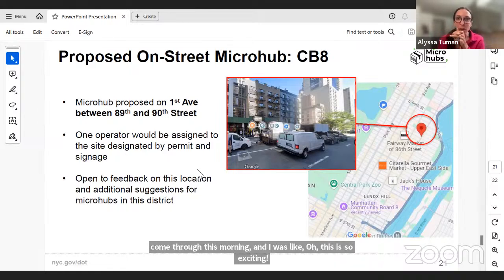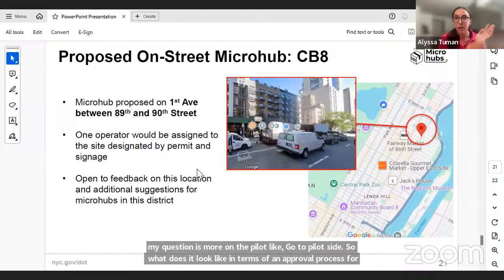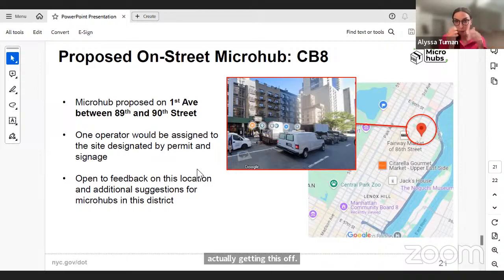So my question is more on the pilot, like go-to pilot side. What does it look like in terms of an approval process for actually getting this off the ground? And if it goes positively, then is there an opportunity to roll it out broadly, not just in the Upper East Side, but across the city? Like if you see certain metrics like, oh, this is working, what would that look like?